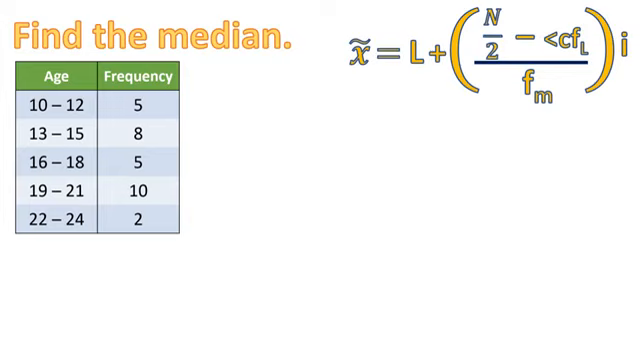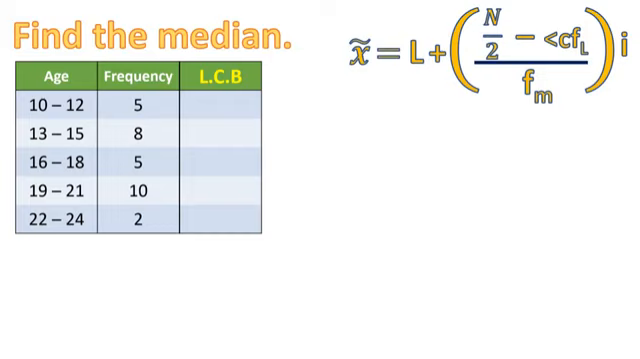So based on the formula, we need the L, which is the lower class boundary. So we need that column. We'll name it LCB, or the lower class boundary. Lower class boundary is simple to get. We subtract 0.5 from the lower limits in the interval. Lower limits are the smallest numbers for each interval: the 10, 13, 16, 19, 22. So we subtract 0.5 from each lower limit to get the lower class boundary for each row.